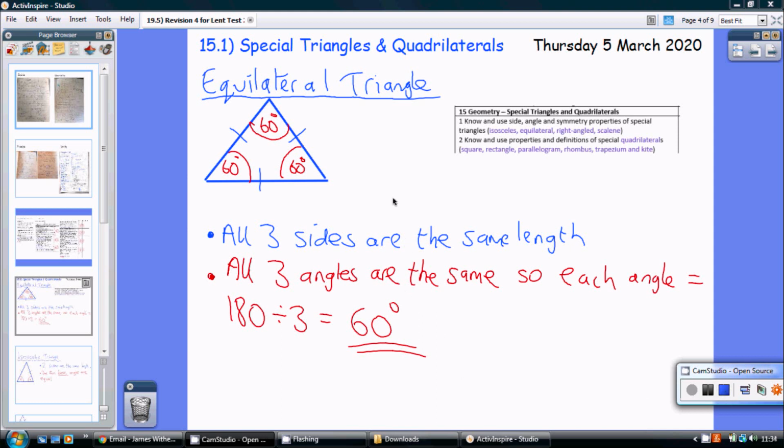As I'm sure you remember, an equilateral triangle is one where the 3 sides are the same length and all 3 angles are the same. Because angles in a triangle add up to 180 and these angles are all the same, each of these must be 180 divided by 3, which is 60 degrees. Could you pop that back into your revision notes, please?